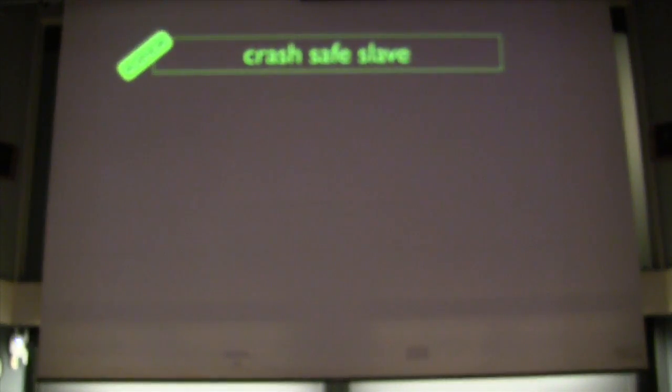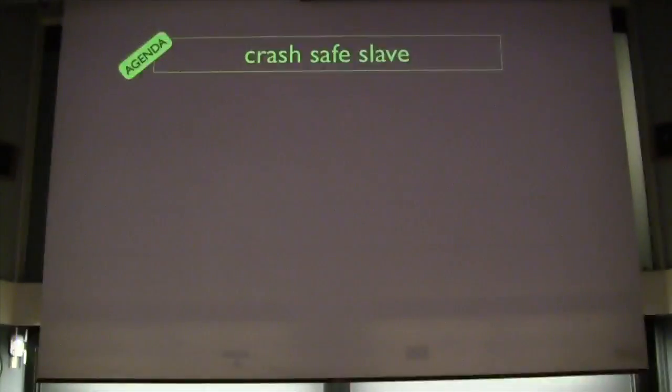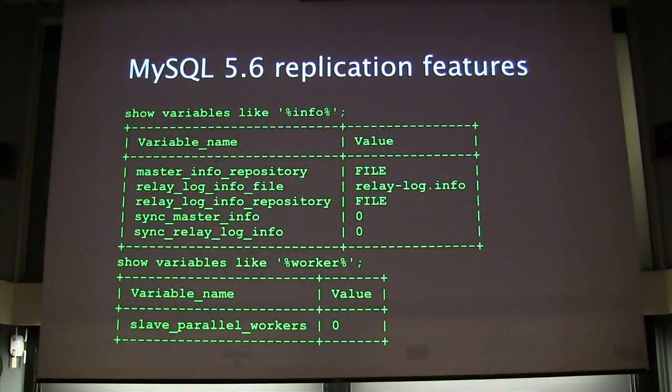Probably the most important feature is crash safe slave. What is the problem? The problem is that when the slave crashes, you have a possibility of a race condition. The slave, until MySQL 5.5, keeps its replication position in one file. The file is called master info, and there is another file, relay log info.